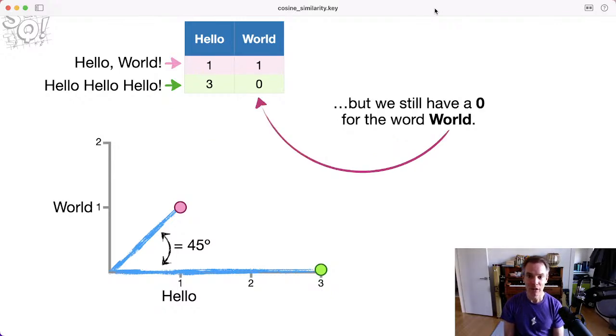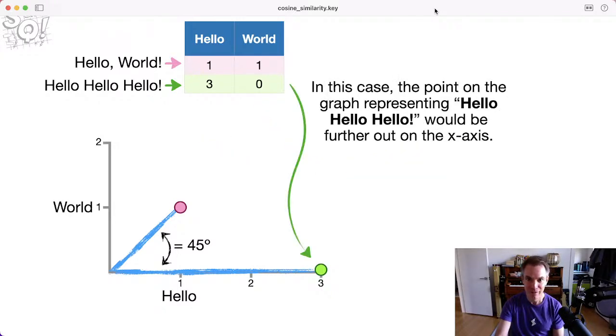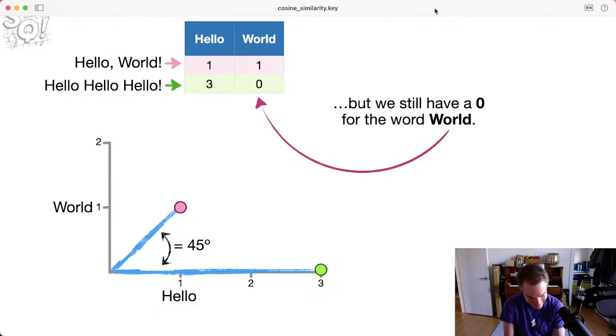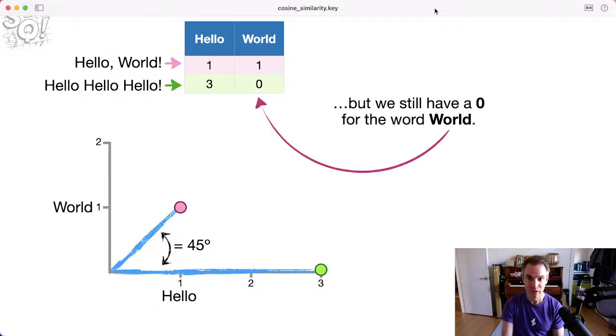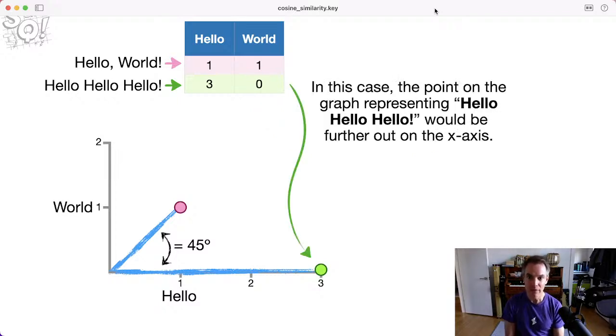But we still... whoops. I'm missing a slide here. Okay, when we have the phrase hello, hello, hello, we've got hello 3 times. But we still have a 0 for the word world. So the only thing that's changed is we've got a lot more hello. In this case, the point on the graph representing hello, hello, hello would be further out on the x-axis at x equals 3.